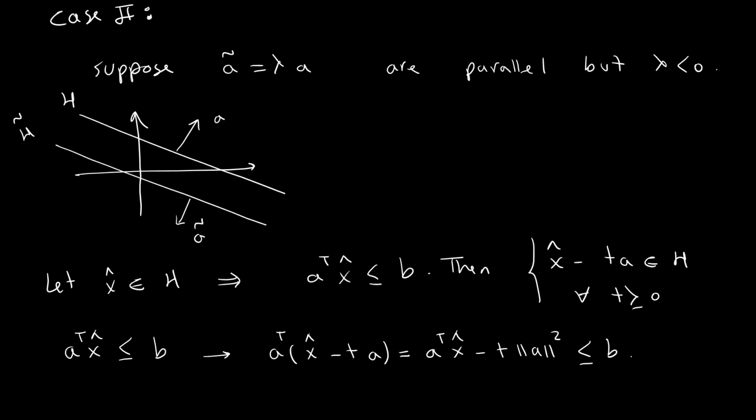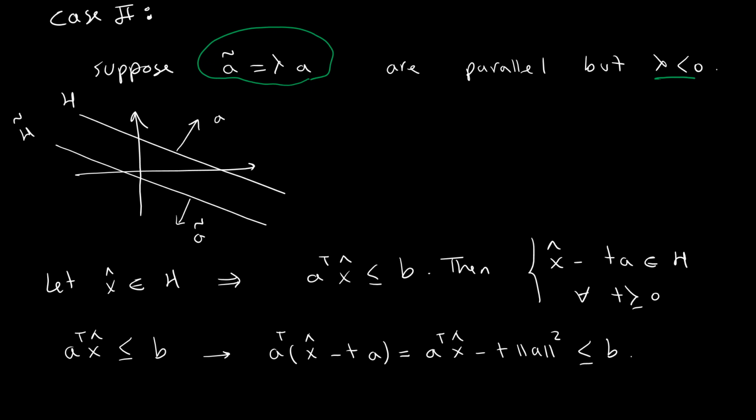The second case is where lambda is less than 0. That means we also have this equality, and that means both hyperplanes are parallel. However, their normals are pointing toward opposite directions, and we want to show that this cannot be the case.